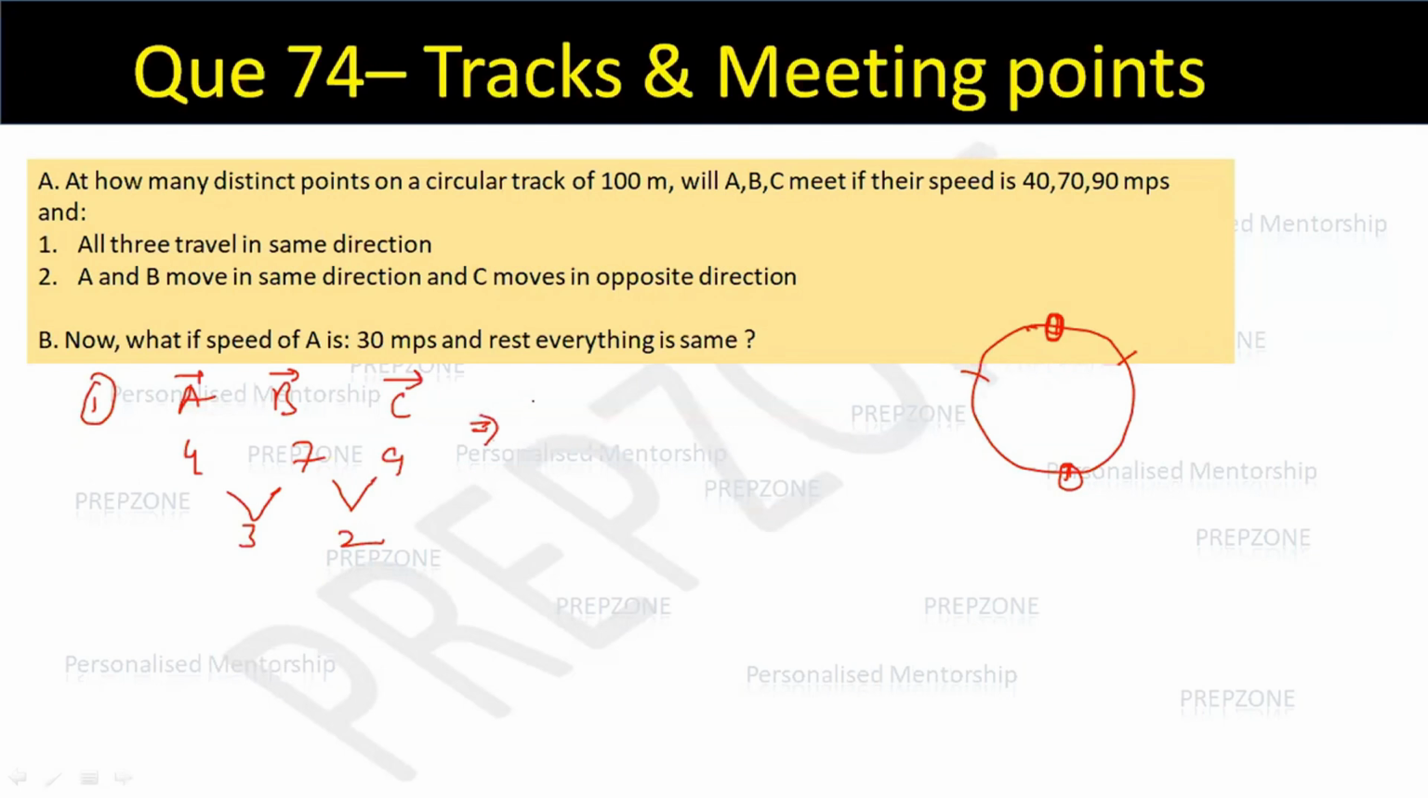So for A and C, they will meet at distinct 5 points. But why do you have to go for all? No, Vishal, why do you have to go to A and C? You already found that A and B meet at 3 points, B and C meet at 2 points. After that there is no need for A and C. The common point is the origin only, right?